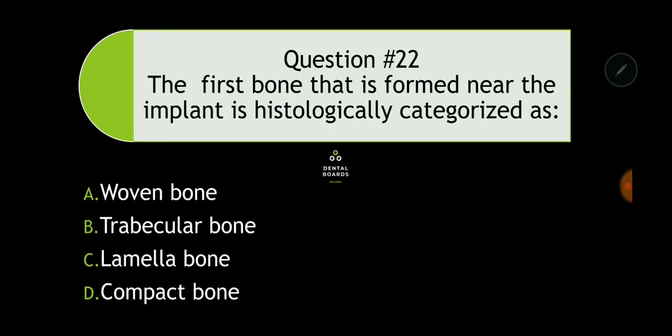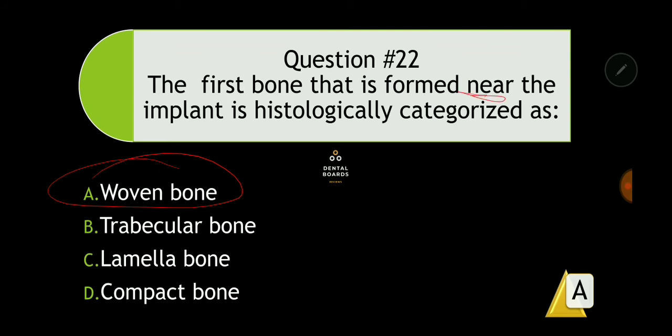All right, question 22. The first bone that is formed near the implant is histologically categorized as, oh, this is a good question that you're supposed to know. Is it A, woven bone, B, trabecular bone, C, lamellar bone, D, contact bone? If you say A, woven bone, that is correct. The first bone that is formed near the implant is woven bone.